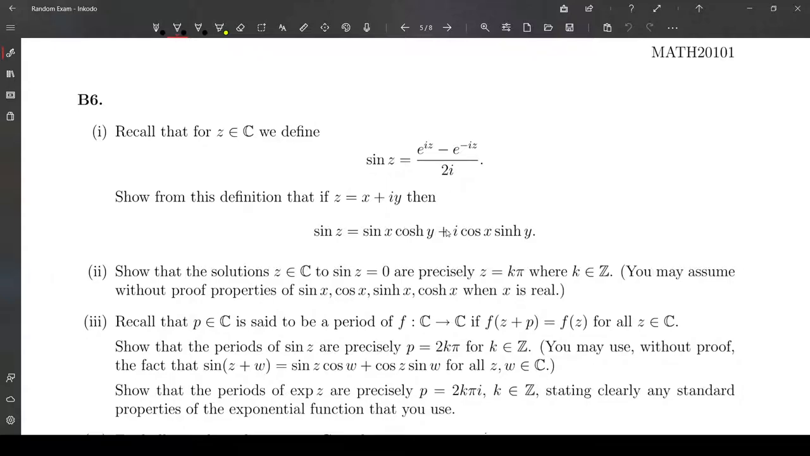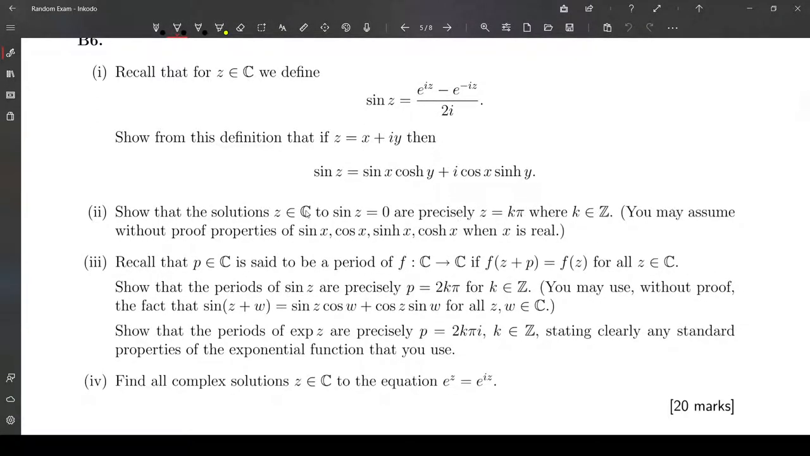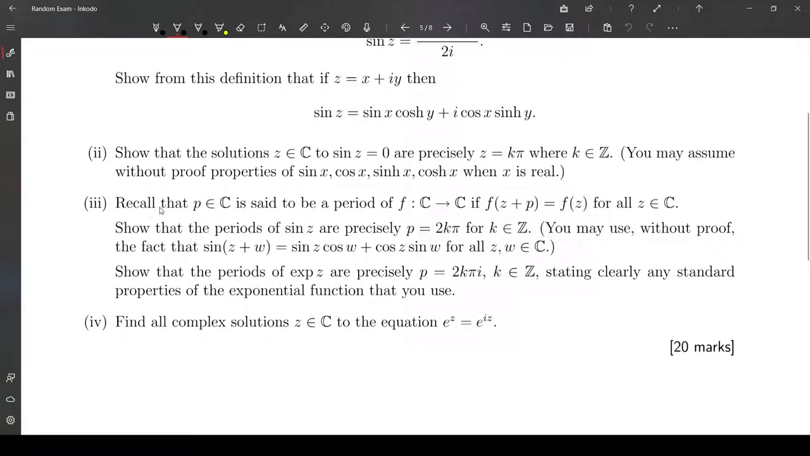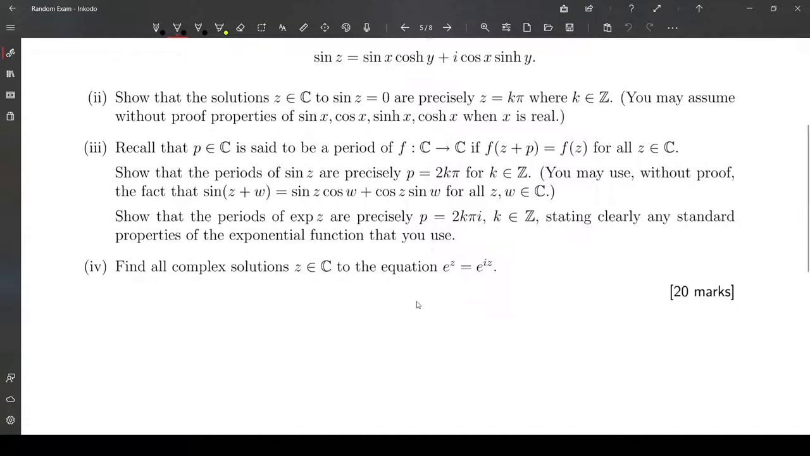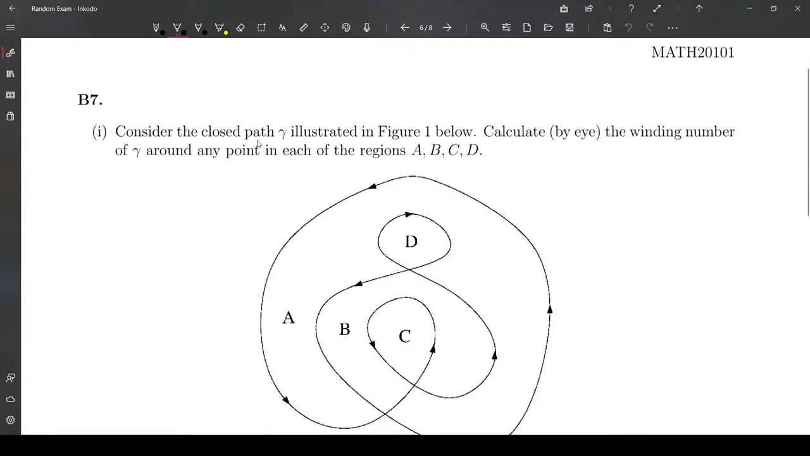Okay, I did this in my complex class. Show that. Okay, I can do that. Okay, so B6, yeah, I can do that. All right, B7.